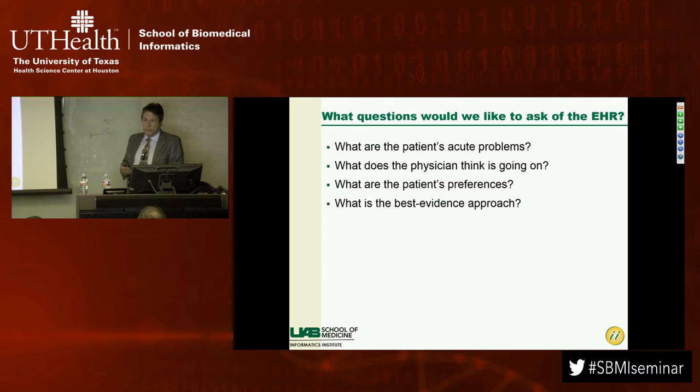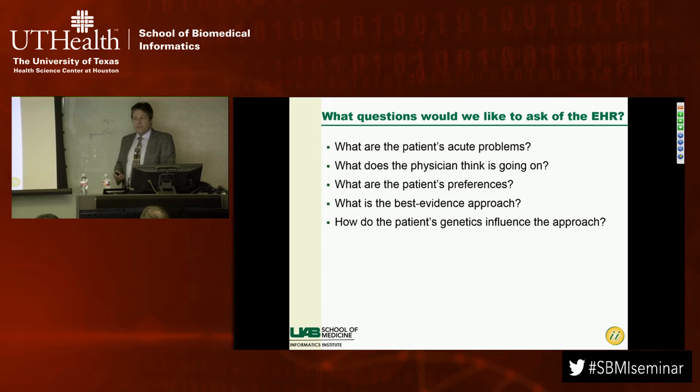What about genetic influence, personalized medicine, and all this? So what genetic makeup does the patient have that may influence the choices we make? Don't give him that drug, it'll kill him because he's got this variant. Or don't give him that drug, it's not going to work because the bacteria he has have this variant, or whatever it is. So we want to be able to bring that information to bear.